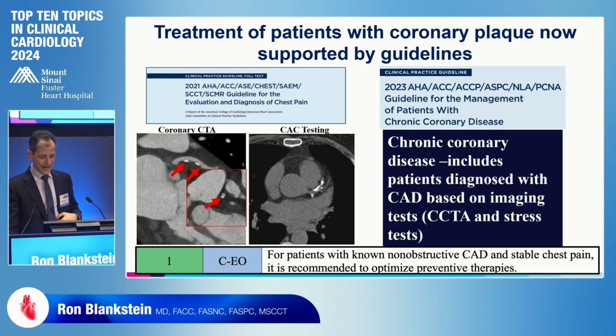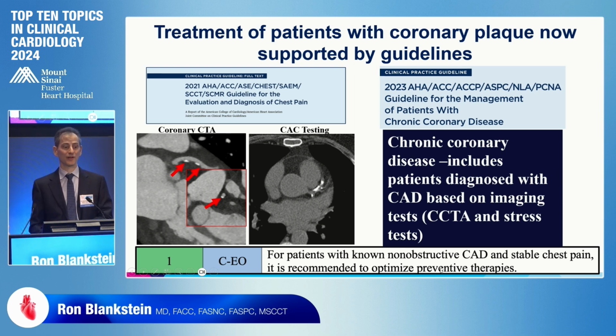Well, in the chest pain guidelines, for the first time ever, we provided a class 1 indication that for patients who have non-obstructive disease, what we sometimes call subclinical disease, it is recommended to optimize preventive therapies, okay? By the way, the level of evidence, LOE, is EO, that's expert opinion. There weren't very good trial data for this, but still a class 1 recommendation.